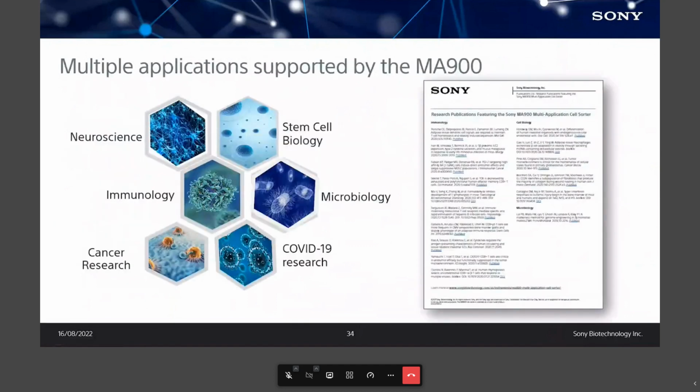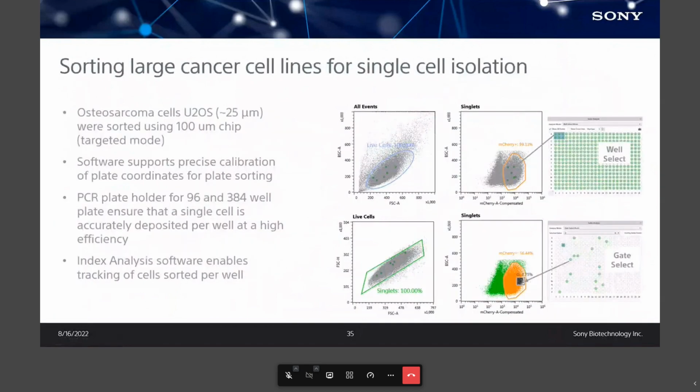There are many, many applications that have utilized the MA900 cell sorter, but let's focus on a couple of common ones. We've seen neuroscience, stem cell biology, immunology, cancer research, but let's talk about some single cell isolation of cell lines, and we'll also talk about some immunophenotyping. Sorting large cancer cell lines for single cell isolation is something that we see a lot of labs do.